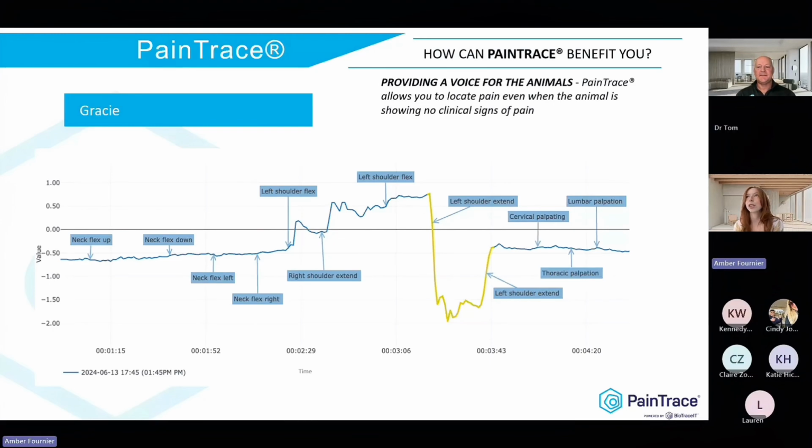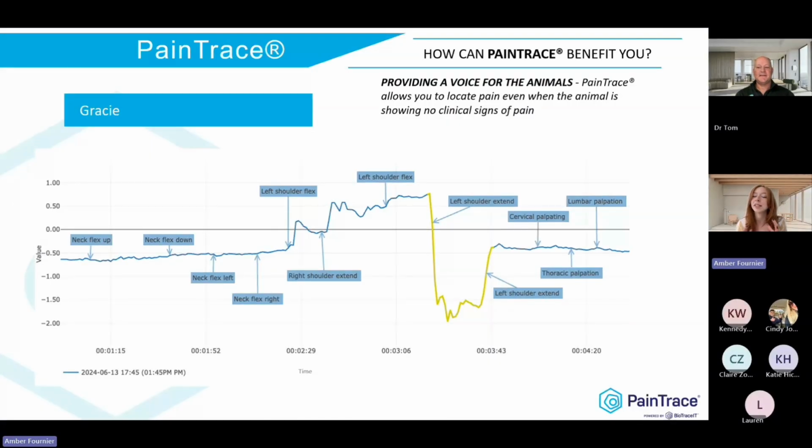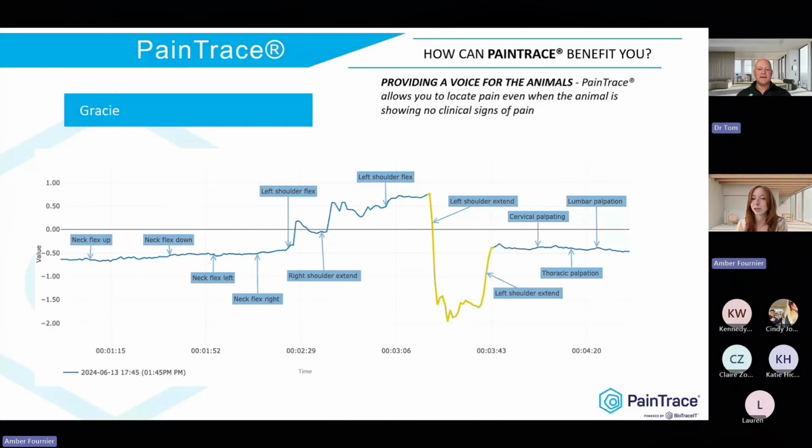That's awesome. Knowing that she was not visibly painful, and then being able to show this to the owner, I bet having something that's objective and tangible to show the owner helps that communication and opting for additional care. Exactly right, Amber.